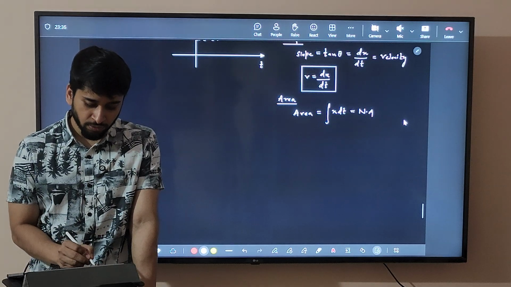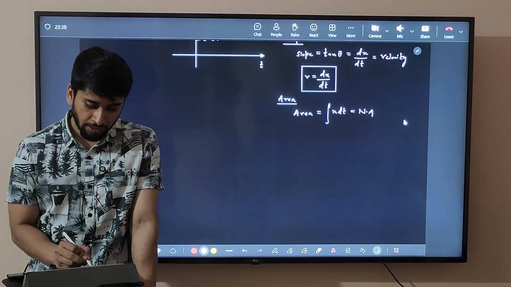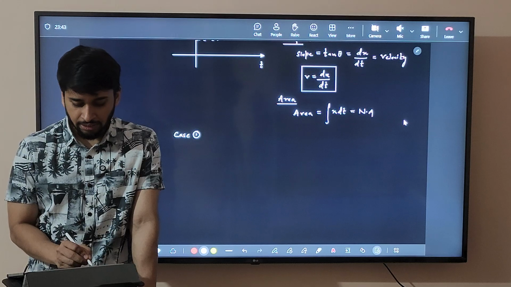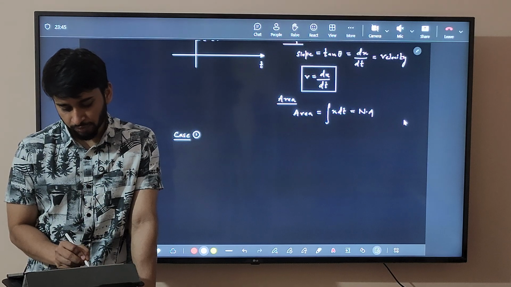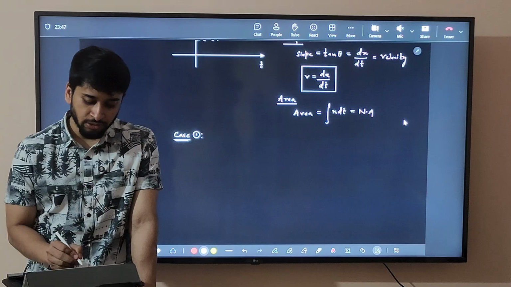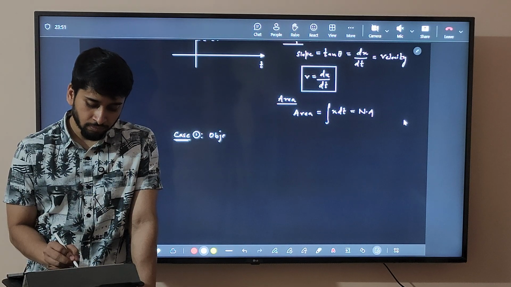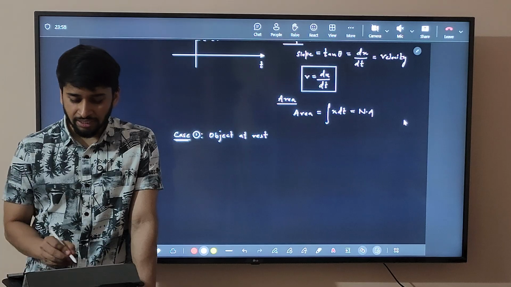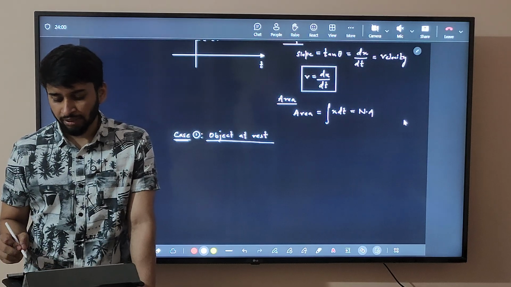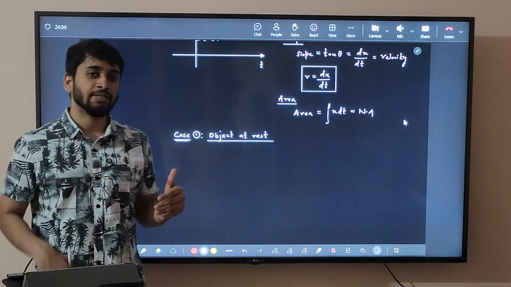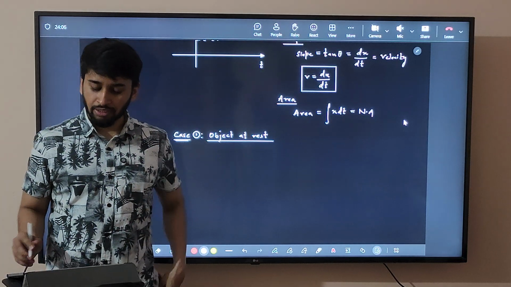So case 1, let us see how the position time graph will be for different cases. That is what we are talking about here. Case 1 is object at rest. If the object is at rest, then how will the position time graph be? Fine. So let us see.